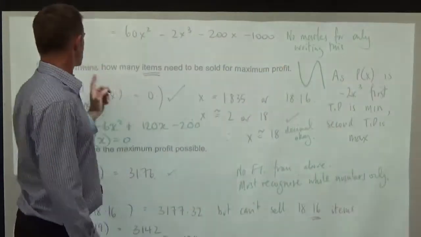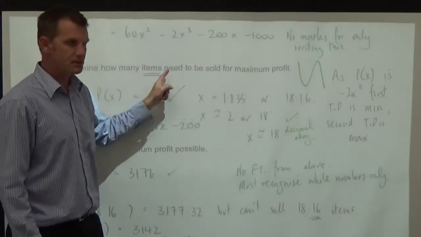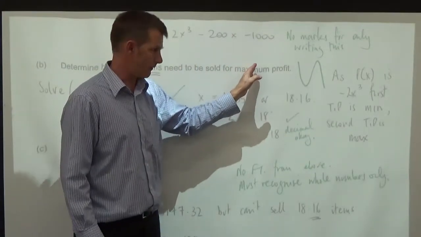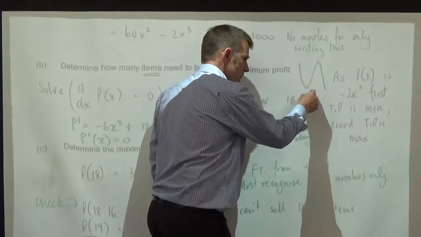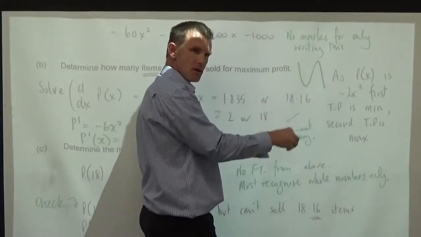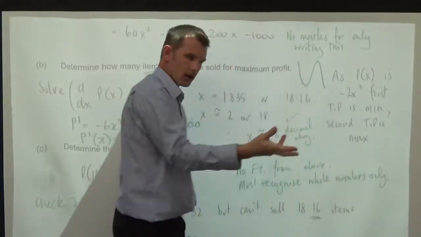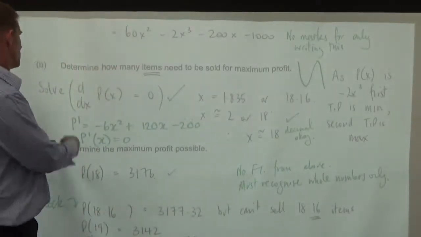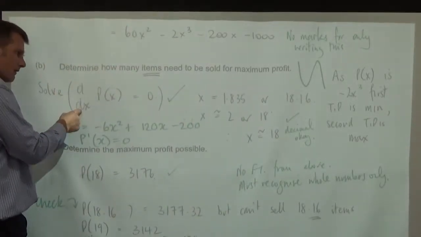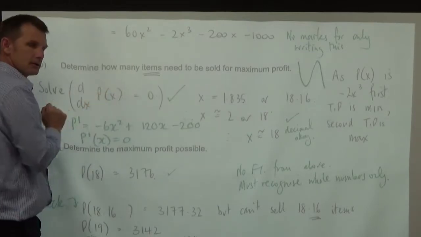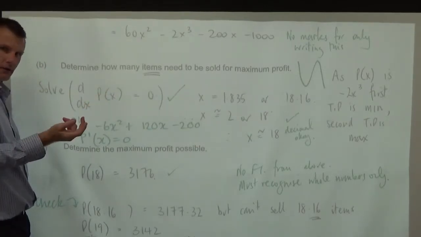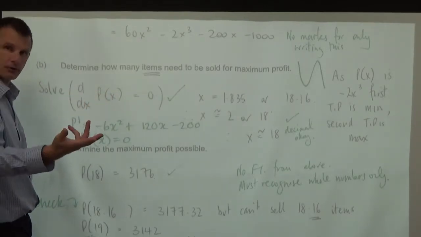All right? So when I'm talking about how many items need to be sold for the maximum profit, this first turning point is going to be the minimum. The second one is going to be the maximum. So solve the derivative of p of x equaling 0, because solving the derivative equaling 0 is finding the turning point.